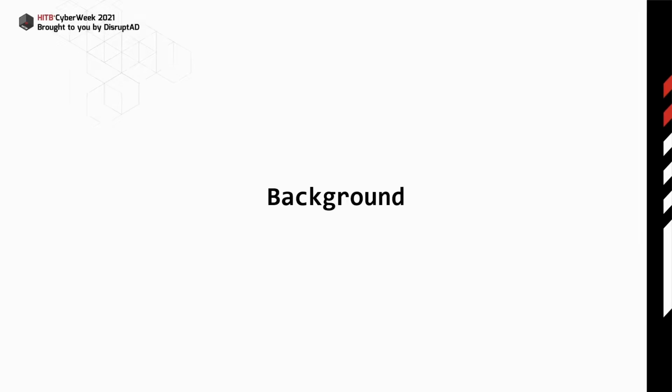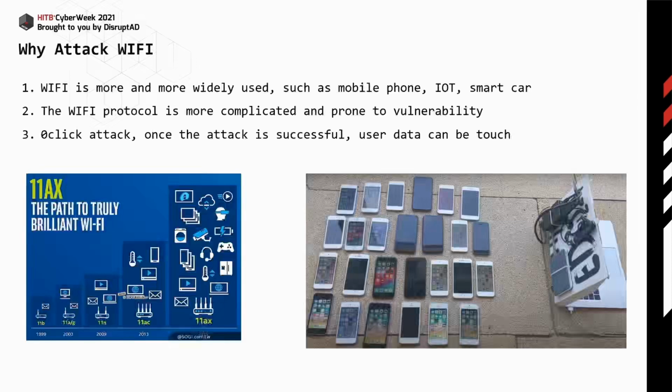Next, I will introduce some background knowledge of Wi-Fi security. First, I will introduce three main reasons for studying Wi-Fi security. First, as shown in the picture on the left, with the development of technology, Wi-Fi is used in more and more scenarios, such as mobile phones, IoT devices, smart cars, and so on.